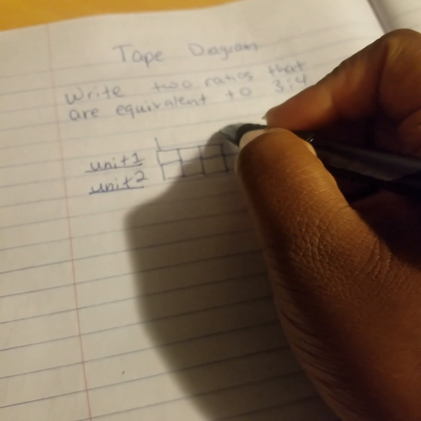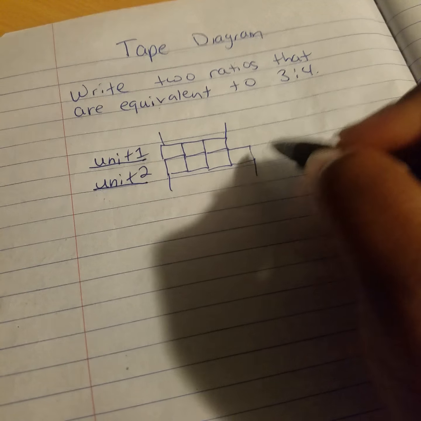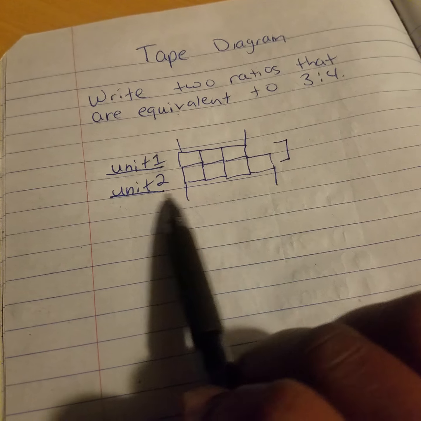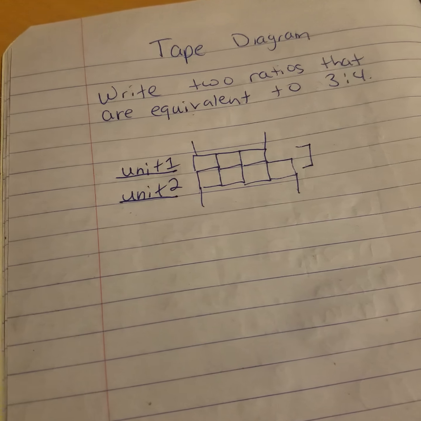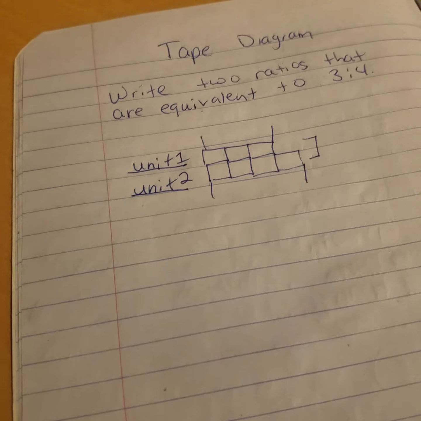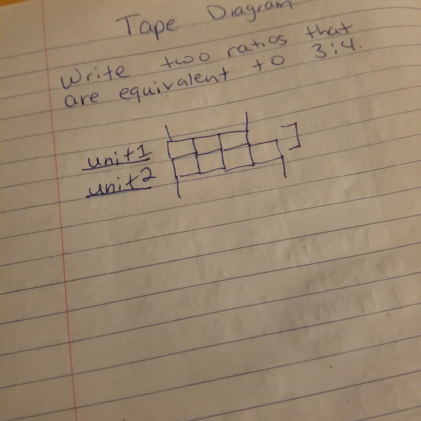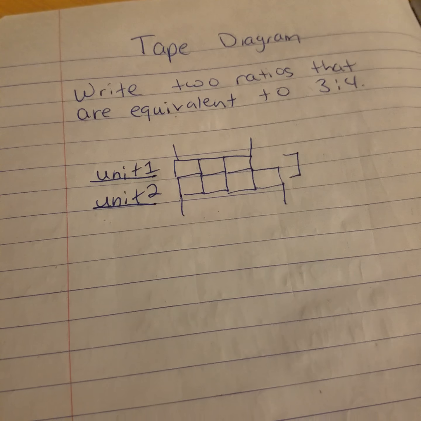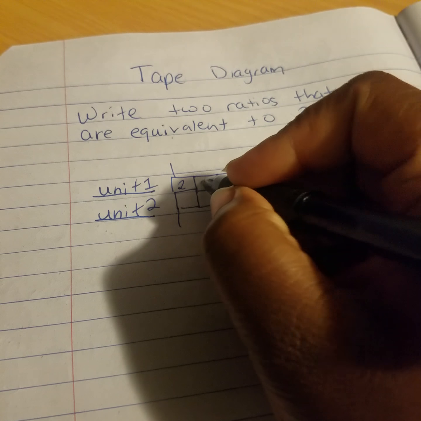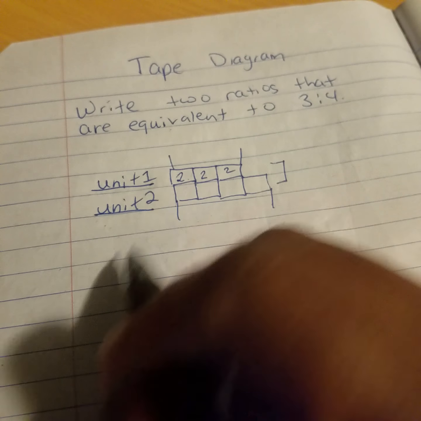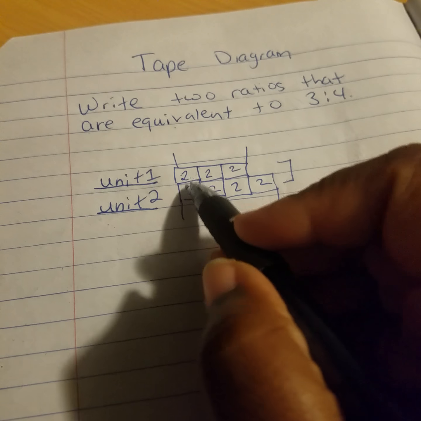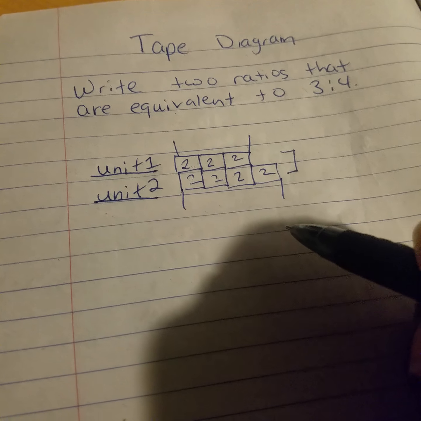Now, there's a few pieces to this representation. We have the total for unit 1, the total for unit 2, and the total of the entire ratio, or the total of the entire two parts of the ratio. Because it's equivalent ratio, we know that it's basically being magnified, if you will. So if I'm trying to magnify it by 2, and I put 2 into one of the boxes, every box has to have a 2, because every piece of the tape diagram is equal.